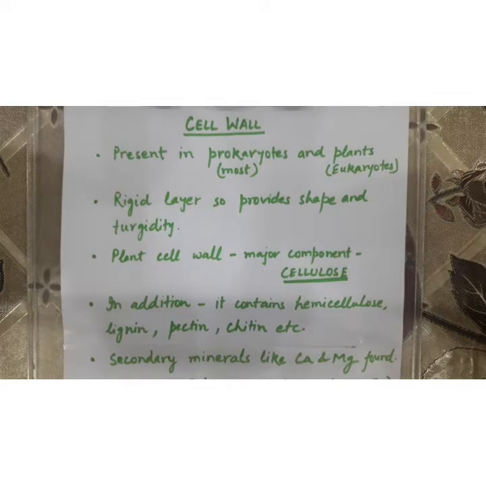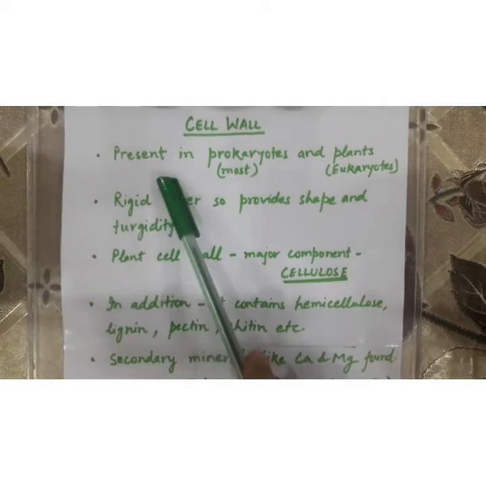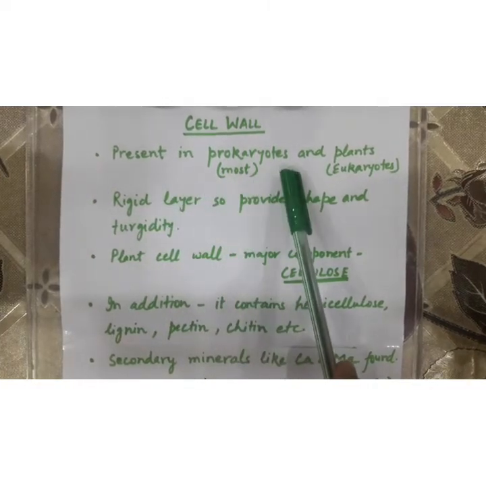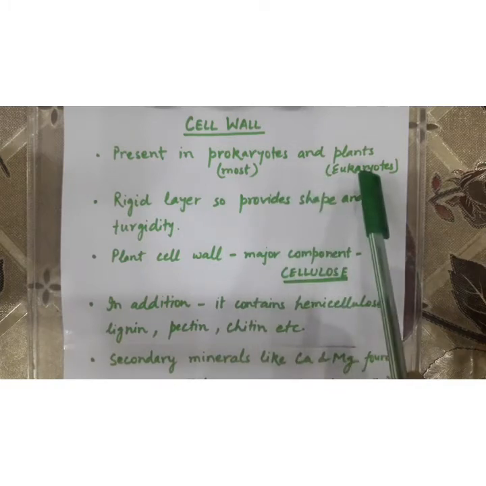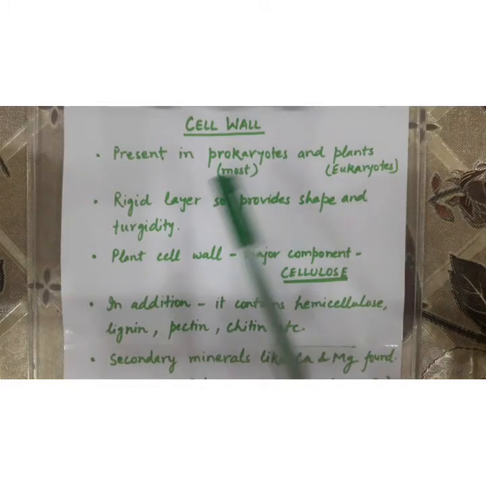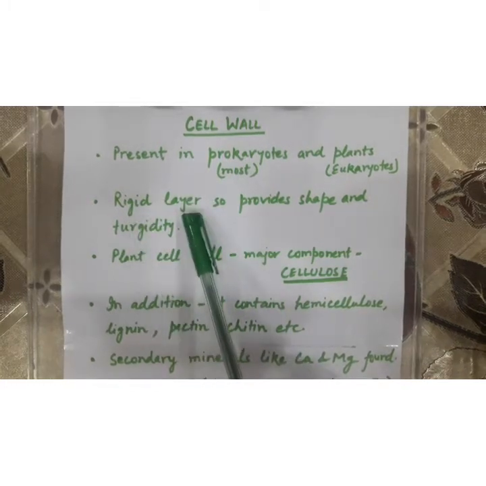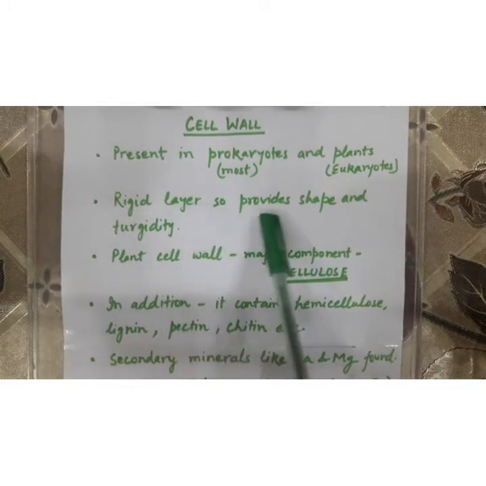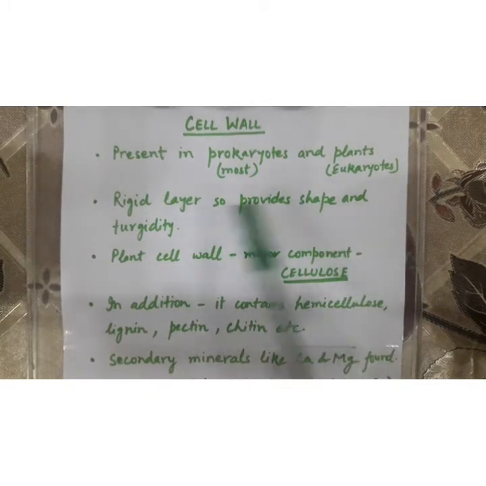Today we will cover the topics cell wall, protoplasm and nucleus. So here we start with the cell wall. Cell wall is present, as we have said, in most of the prokaryotes and, in eukaryotes, only in the plants. It is a rigid layer, so it provides shape and turgidity.